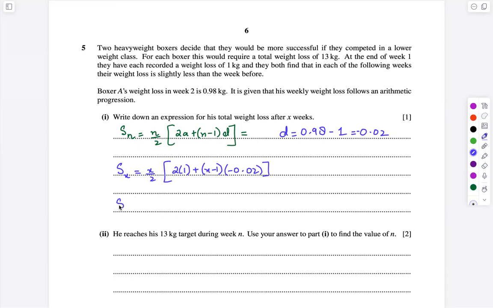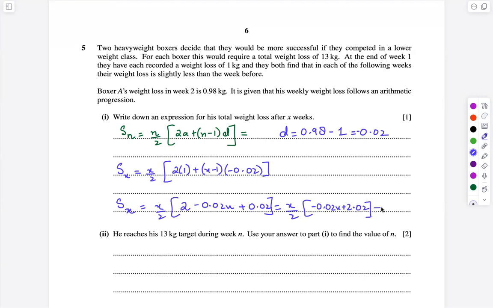Simplifying this, the sum after x weeks will be x upon 2 into (2 plus minus 0.02 into x, which becomes minus 0.02x. Minus 1 into minus 0.02 becomes a plus 0.02). Simplifying this, we can write it as x upon 2 into (2.02 minus 0.02x).